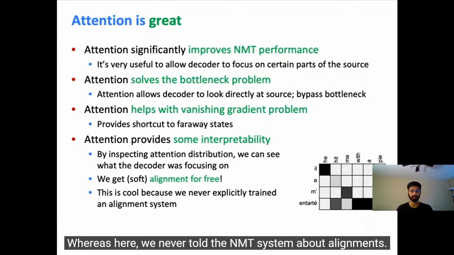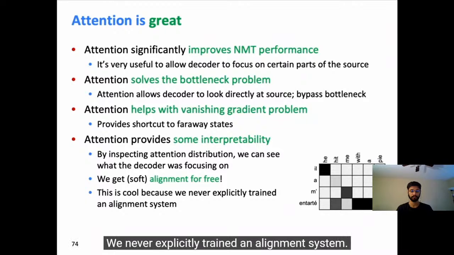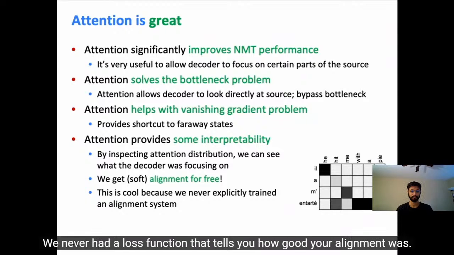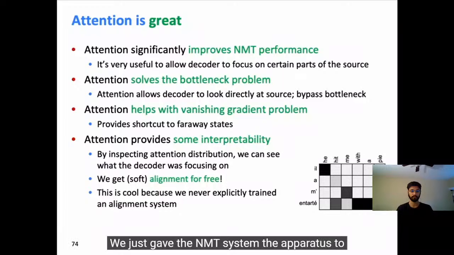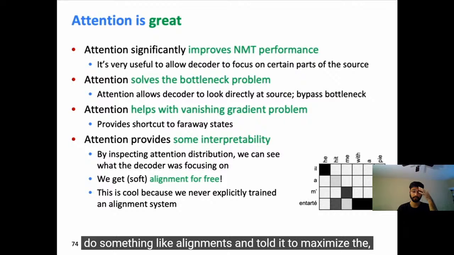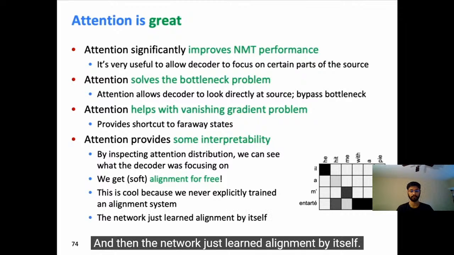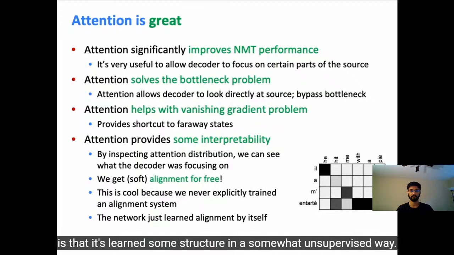Whereas here, we never told the NMT system about alignment. We never explicitly trained an alignment system. We never had a loss function that tells you how good your alignment was. We just gave the NMT system the apparatus to do something like alignment and told it to maximize the cross-entropy loss for doing machine translation. And then the network just learned alignment by itself. I think this is the coolest thing about attention, is that it's learned some structure in a somewhat unsupervised way.